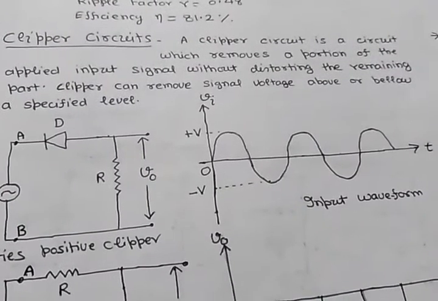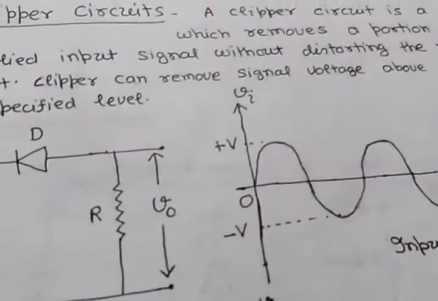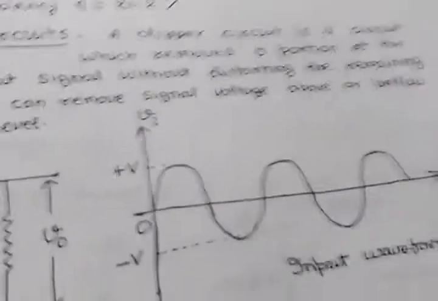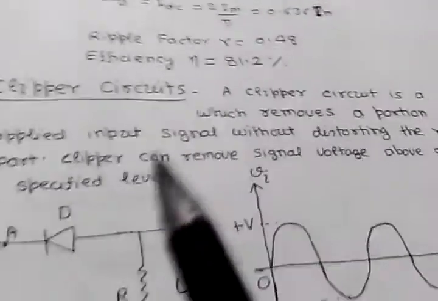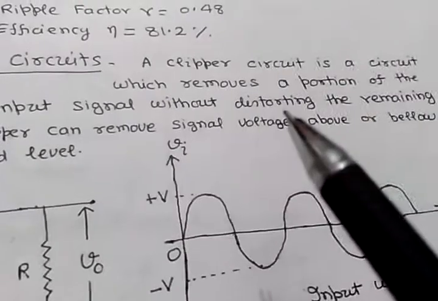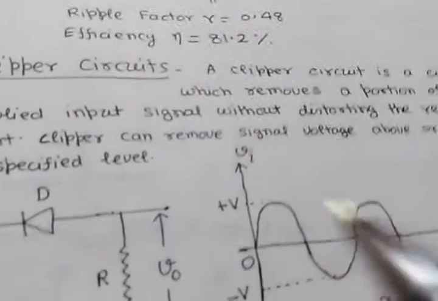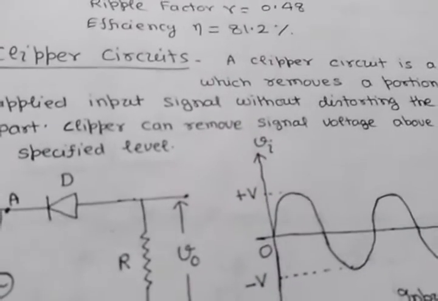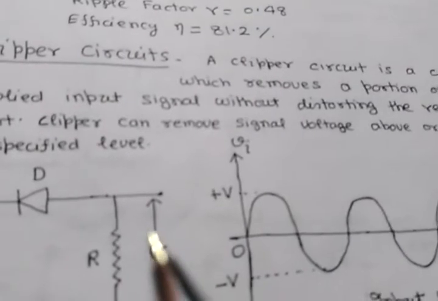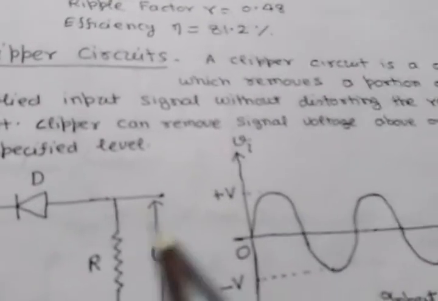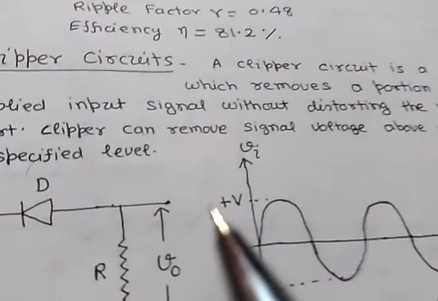In this video, we will discuss a clipper circuit. A clipper circuit is a circuit which removes a portion of the applied input waveform without distorting the remaining part. It means a clipper circuit can remove the positive half cycle of the input signal or the negative half cycle of the input signal, or a portion of the positive or negative half cycle, or both.